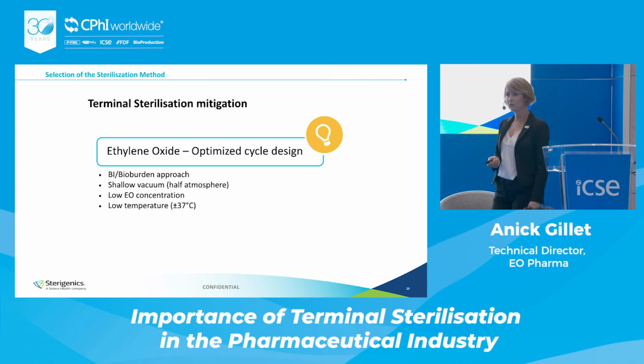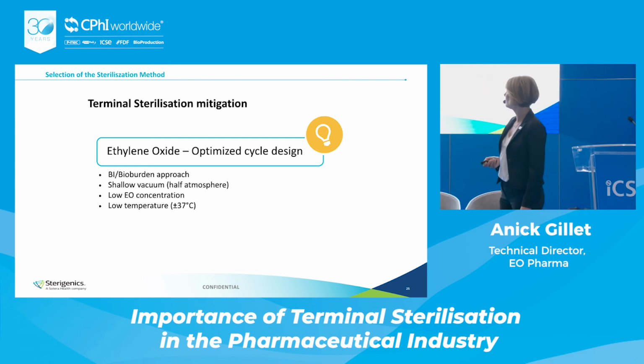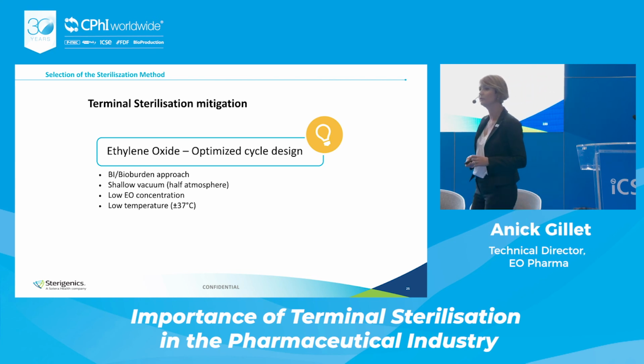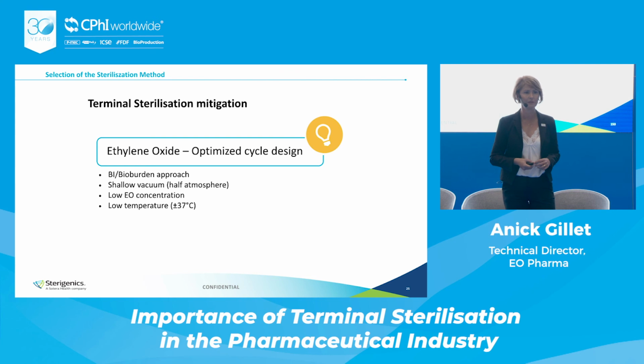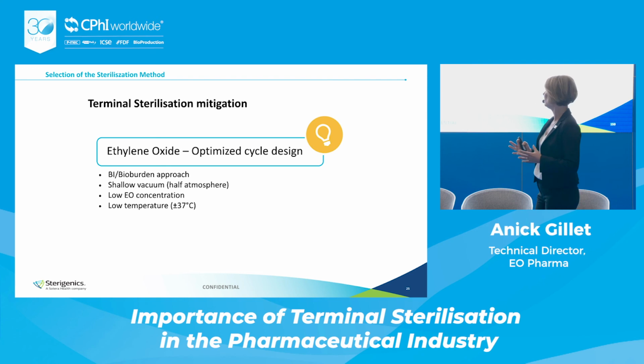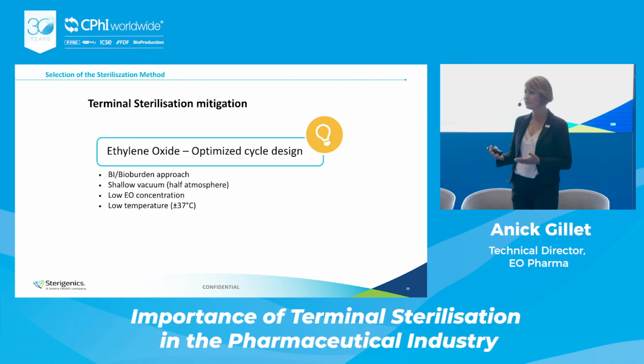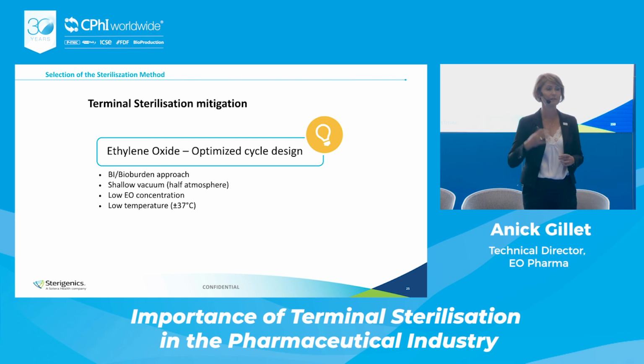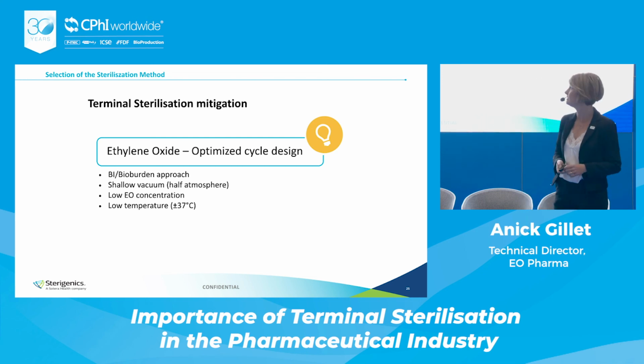Ethylene oxide is also possible for drug substances. We also have some nice projects there with different APIs. And it's not necessarily the case that you have to use the well-known overkill method, which means very big cycles. You can have optimized cycles, really limiting the residuals and impact on your product. We can also have cycles not in deep vacuum to preserve the packaging, low EO concentration, low temperature, and things like that. So this is possible with ethylene oxide sterilization.